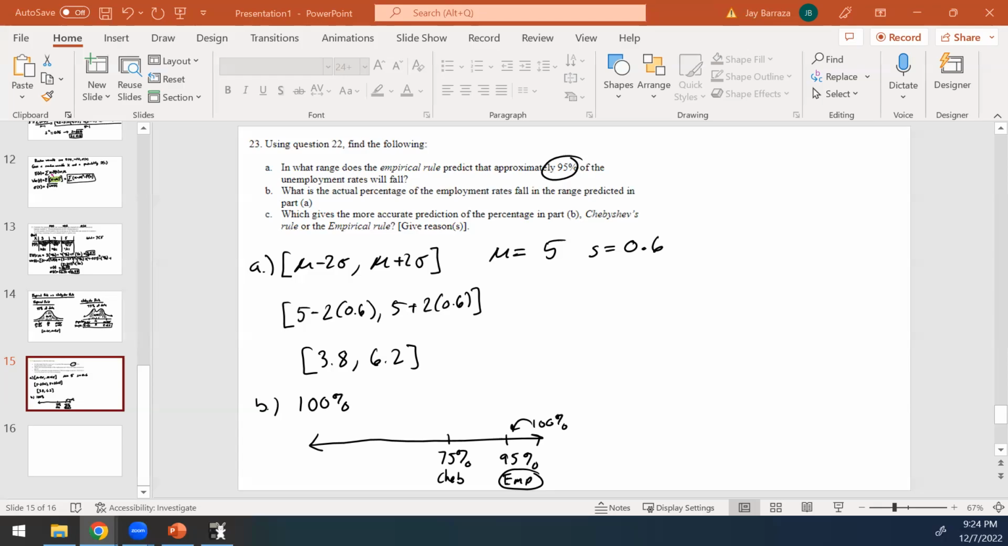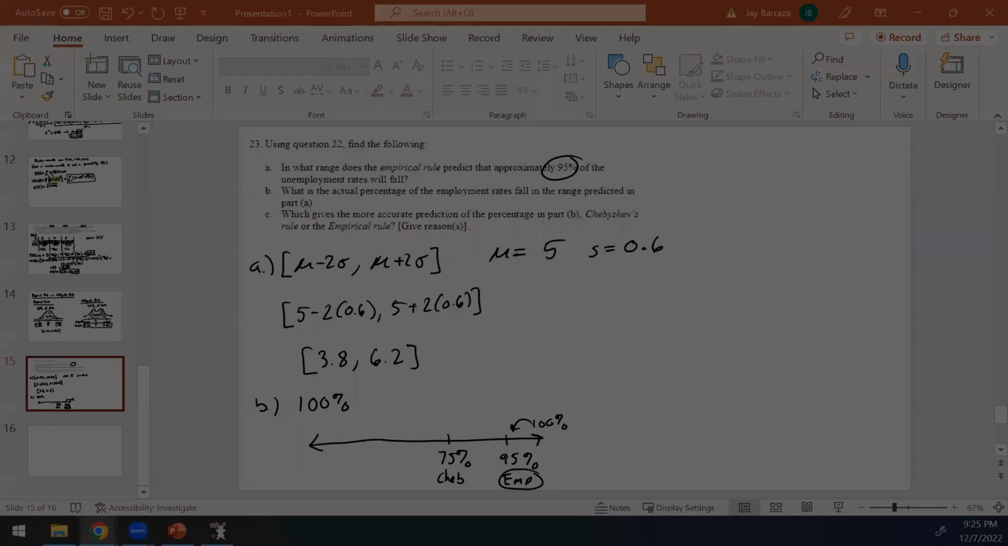Wait, how do you know that it's minus 2 or plus 2? Because of the empirical rule, by definition, it's that. Let me see if I can find it. It's always 2 if it's 95%. Okay. Here, I'll just copy it in.